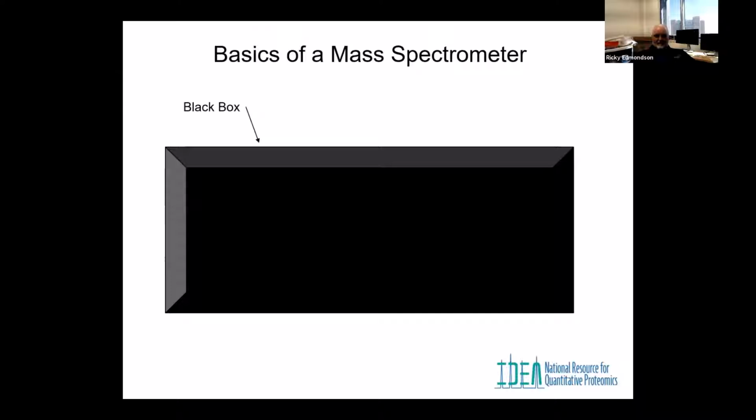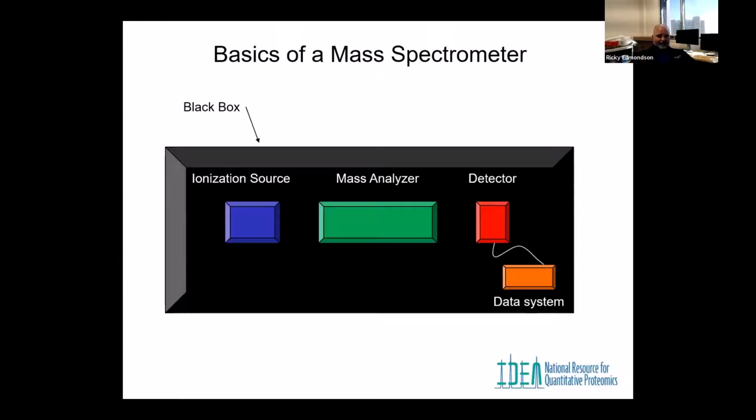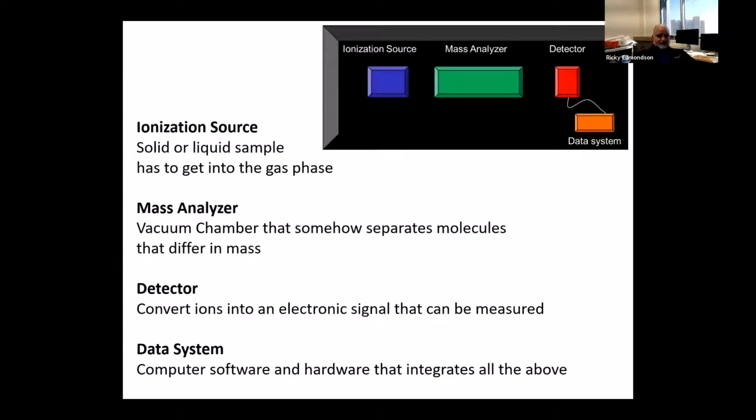A lot of them actually come in the color black, and it's fitting. But they do have a few parts that are at least useful to know. One starts with an ionization source, and I'll get into why that's so important. We have to get our sample into the gas phase somehow. We have a mass analyzer that's under vacuum, and the vacuum in this is not unlike the vacuum in space. We evacuate all the air so that the ions don't run into gas molecules as they traverse through the instrument.